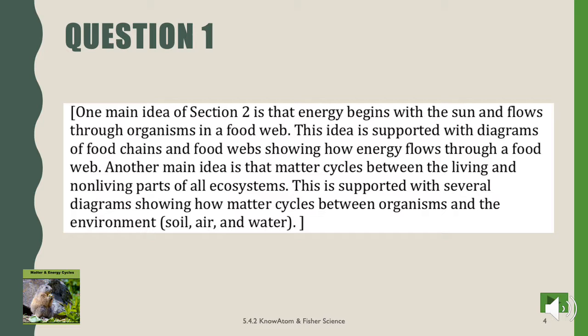One of the main ideas in Section 2 is that energy begins with the sun and flows through organisms in a food web. This idea is supported with diagrams of food chains and food webs showing how energy flows through a food web. Another main idea is that matter cycles between the living and the non-living parts of all ecosystems. This is supported with several diagrams showing how matter cycles between organisms and the environment, soil, air, and water.